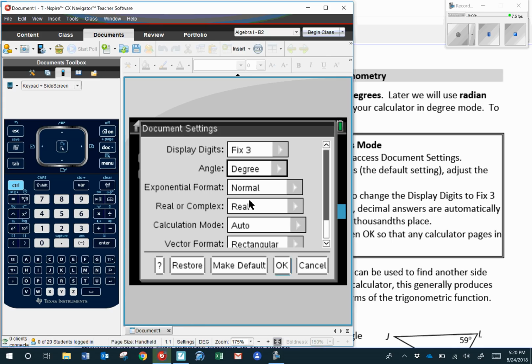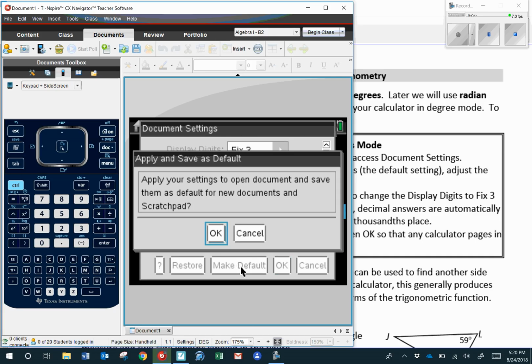Radian is the default measure for the calculator, so we want to make sure that that's set correctly, especially if you've gotten a new calculator or reset it at some point. Now, don't press OK yet. Press Make Default, because this will make sure that every document or scratchpad that you open is set with these settings. Then press OK.